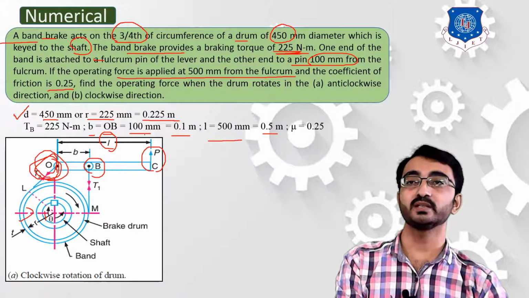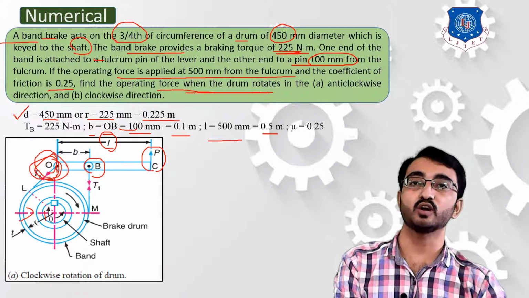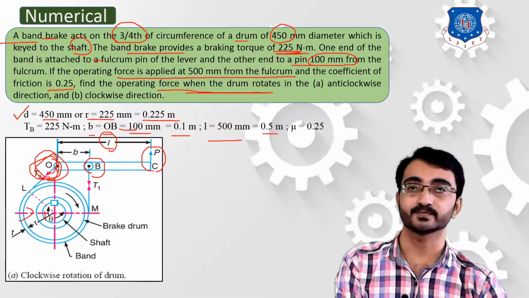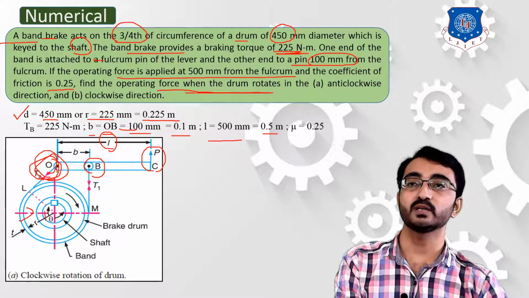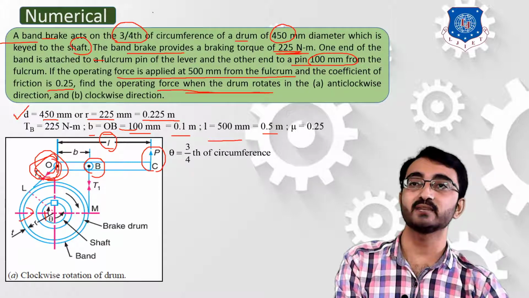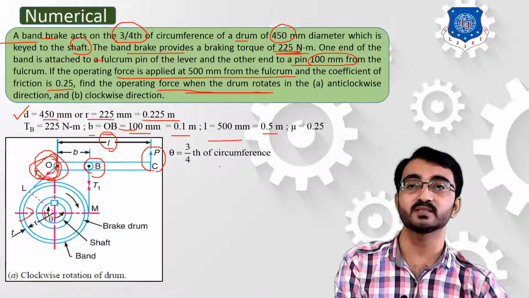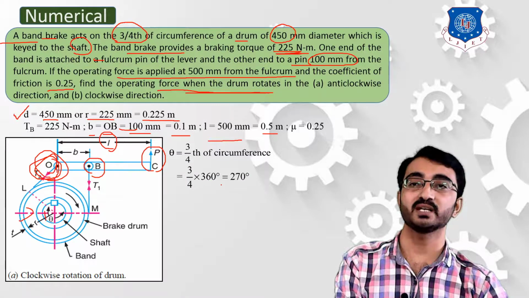Now in this case we have to calculate the operating force when the drum is rotating in clockwise and anti-clockwise directions. So let's first calculate this basic data. From the first data, theta is given as 3/4 of the circumference. So we can consider theta is equal to 3/4 of 360 degrees. So we can calculate that theta is equal to 270 degrees.